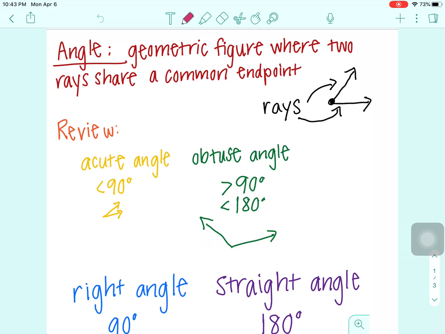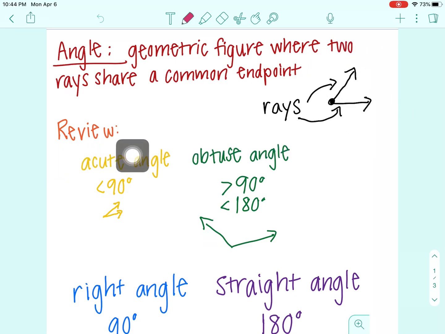So the first thing I want to do is a little review. I want to remind you that an angle is a geometric figure where two rays share a common endpoint. Just for review, these are rays. A ray starts at a vertex, which is a corner, and then goes out with a line that ends with an arrow. And when you put two rays together, you end up with an angle.